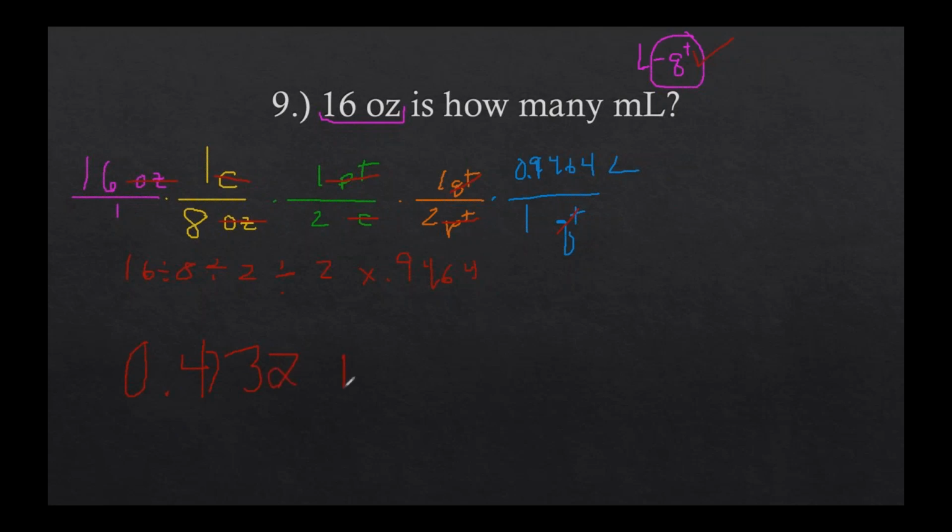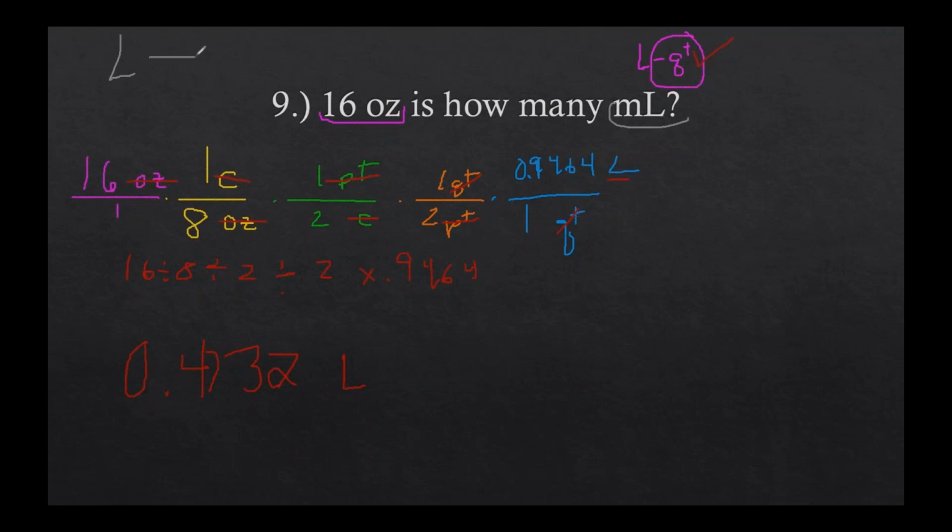0.4732. There we go. And that's liters. Okay? Did you find your mistake? Good. Okay, so we have our liters, right? That was our goal right now, was just to get into liters, because now we're in metric. And if you recall, we want milliliters.